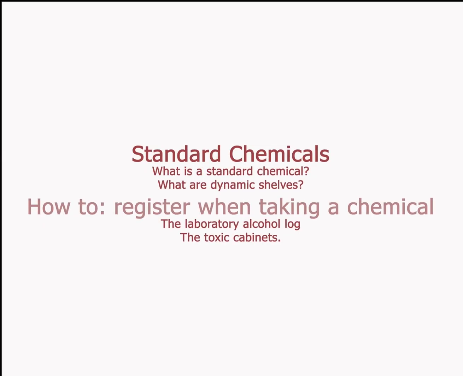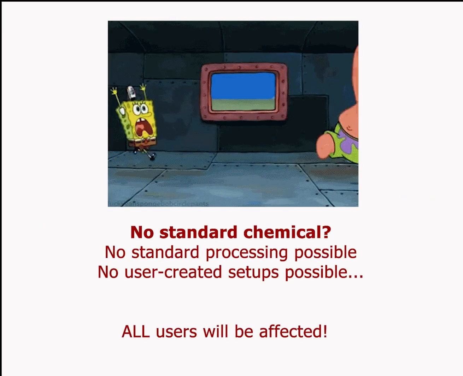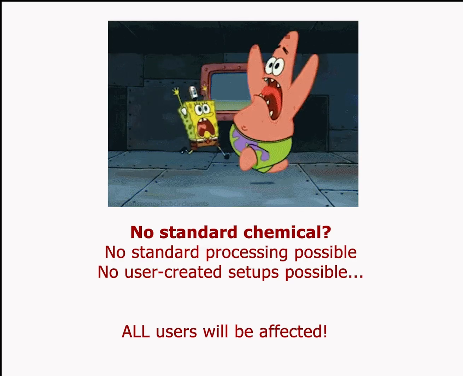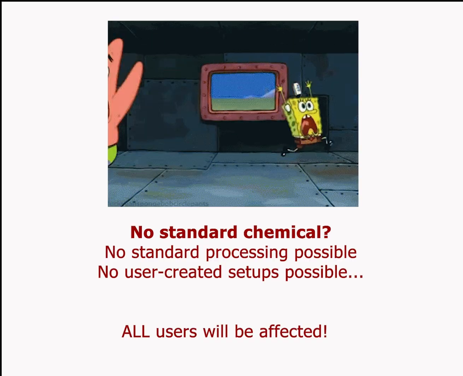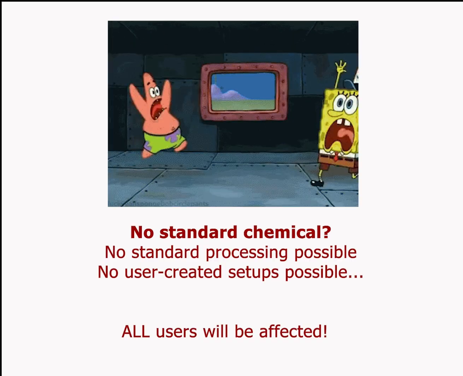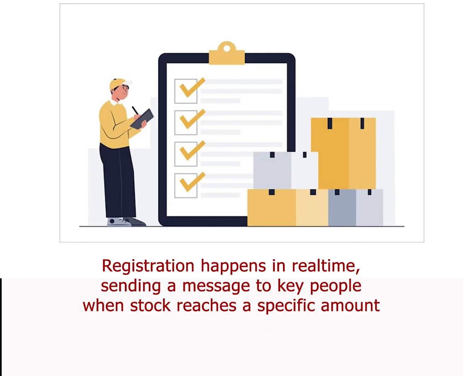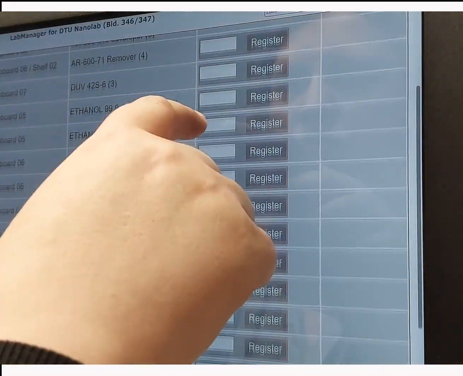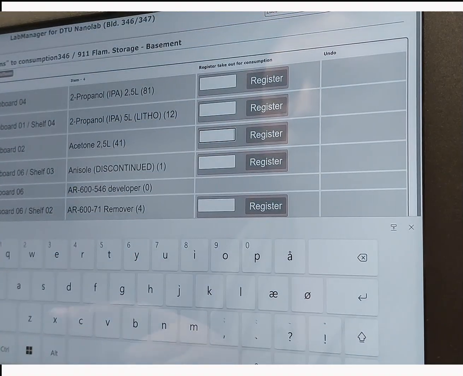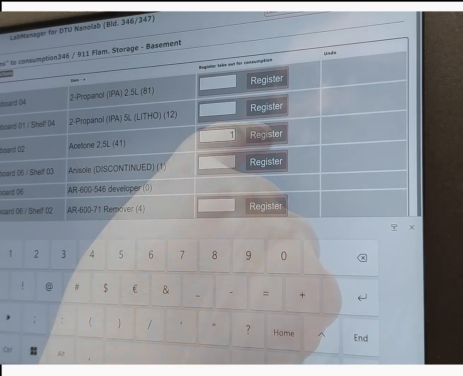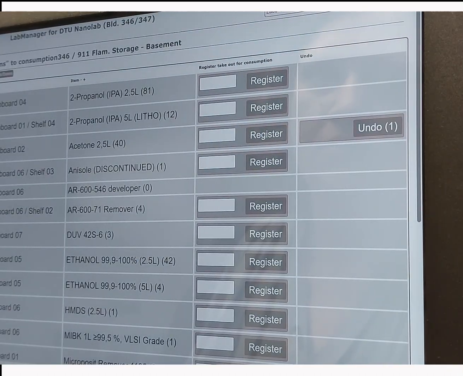How to register when taking a standard chemical. If a standard chemical runs out, important processes will not be able to run, and this will affect all users, students and companies alike. To ensure that our stock does not run out, we have to maintain an accurate inventory. This is done by you. You must register the chemicals you take. Previously, this was done on paper, but we've introduced a new digital system for real-time tracking.